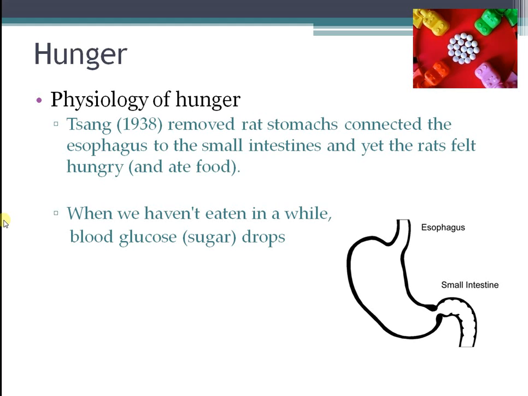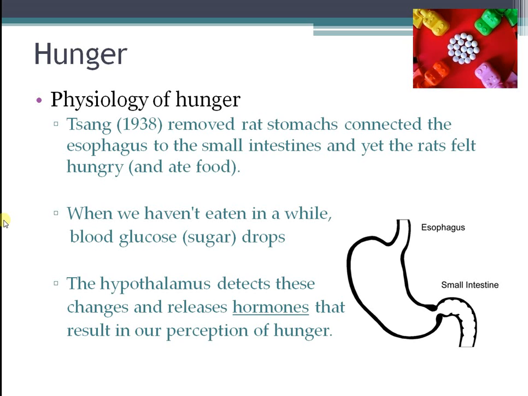Since then, we've learned that our body, our hypothalamus, is monitoring the amount of blood glucose in our system, right? And our body is trying to maintain a relatively constant level of blood glucose in our system, right? Blood glucose, essentially blood sugar, is the gasoline that runs our body, if you will, right? All of our food gets converted into blood sugar that then our cells in our body can metabolize and use for basic life support. When that level of blood sugar drops, the hypothalamus detects these changes and releases hormones that result in our perception of hunger, right?